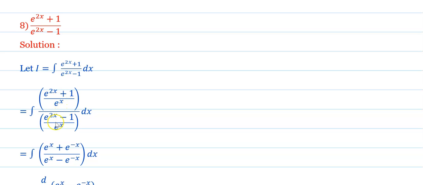Now see this, what you will get then? e raised to 2x upon e raised to x. If we separate it, e raised to 2x upon e raised to x plus 1 upon e raised to x. Then what you will get? e raised to 2x, e raised to x is cancelled. You will get e raised to x plus 1 upon e raised to x, which means e raised to minus x. Similarly, in the denominator, e raised to 2x upon e raised to x means e raised to x, and 1 upon e raised to x means e raised to minus x.